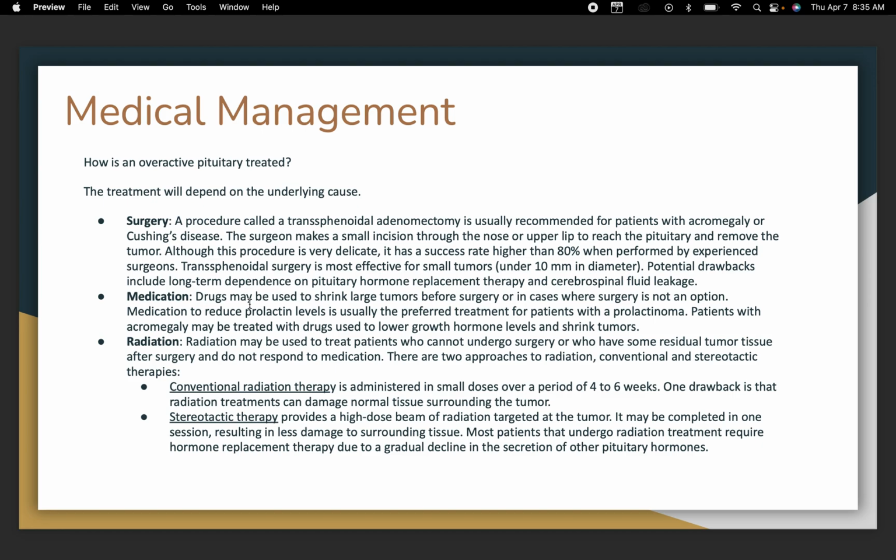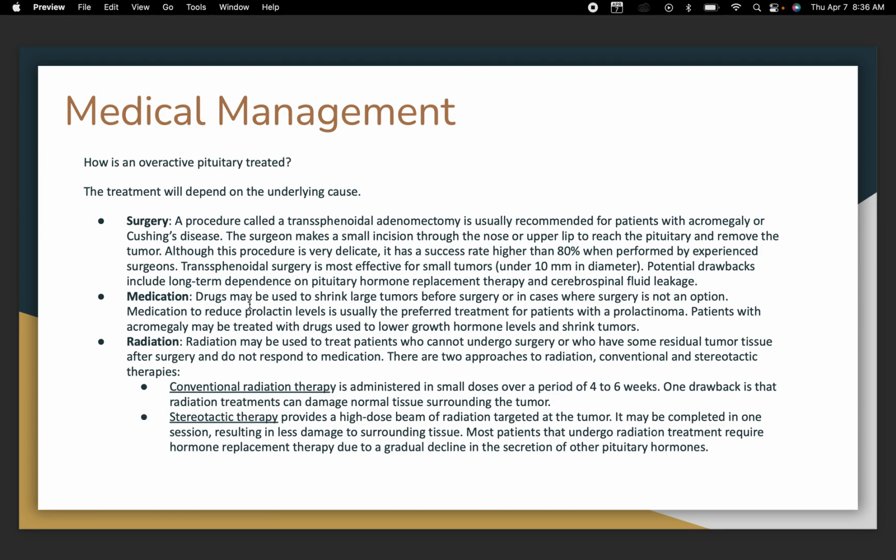Medications may also be used, and so drugs to shrink large tumors before surgery in cases where surgery is not an option. Medication to reduce prolactin levels is usually the preferred treatment for patients with prolactinoma, and that's one of those hormones that we talked about a little bit ago. Patients with acromegaly may be treated with drugs to lower growth hormone levels and shrink tumors. And this drug therapy can also be used in combination with surgery.